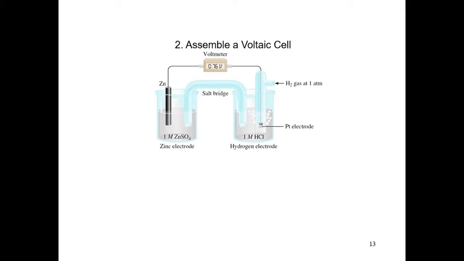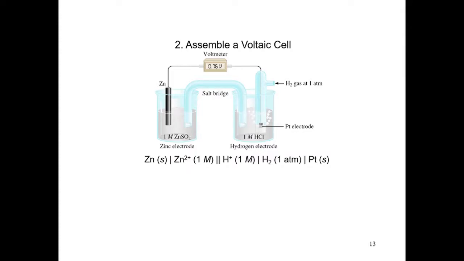If I set up this cell that I show in here, you can draw a cell diagram that looks like this. Please take a look at it. Notice the double bar in the middle indicating the salt bridge that separates the anode on the left from the cathode on the right. The anode, I have zinc metal being converted into zinc ions in a 1 molar solution.